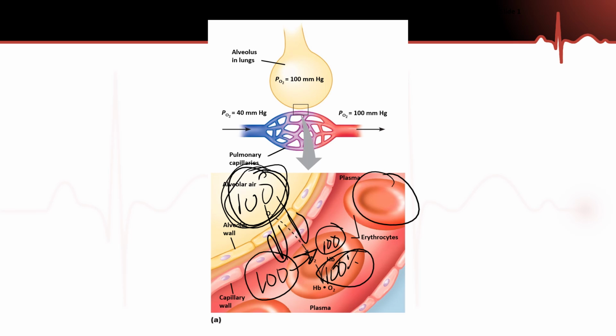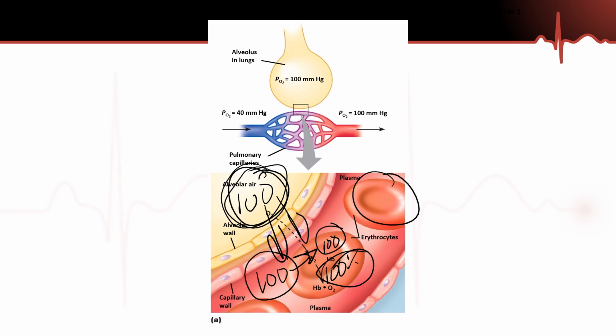And this is how the vast majority of oxygen is actually going to be taken from the alveoli into the bloodstream. It's mostly going to be bound to hemoglobin, because very little oxygen can actually exist within the blood plasma, the watery component, but enormous amounts of oxygen can be carried by red blood cells bound to hemoglobin.